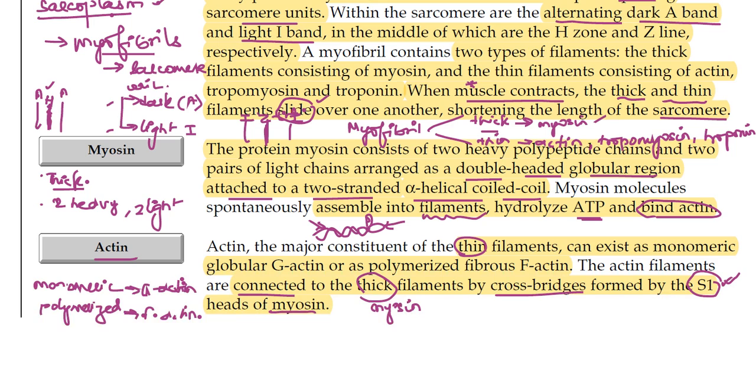Next is myosin. Myosin consists of two heavy and two light chains. They have a globular head region and an alpha helical coil region. The head region is responsible for ATP hydrolysis, and it can also bind to actin. There is a cross bridge formation between the actin and myosin. Actin in monomeric form is known as G actin, and when it is polymerized, it is F actin. Actin is part of the thin filament.